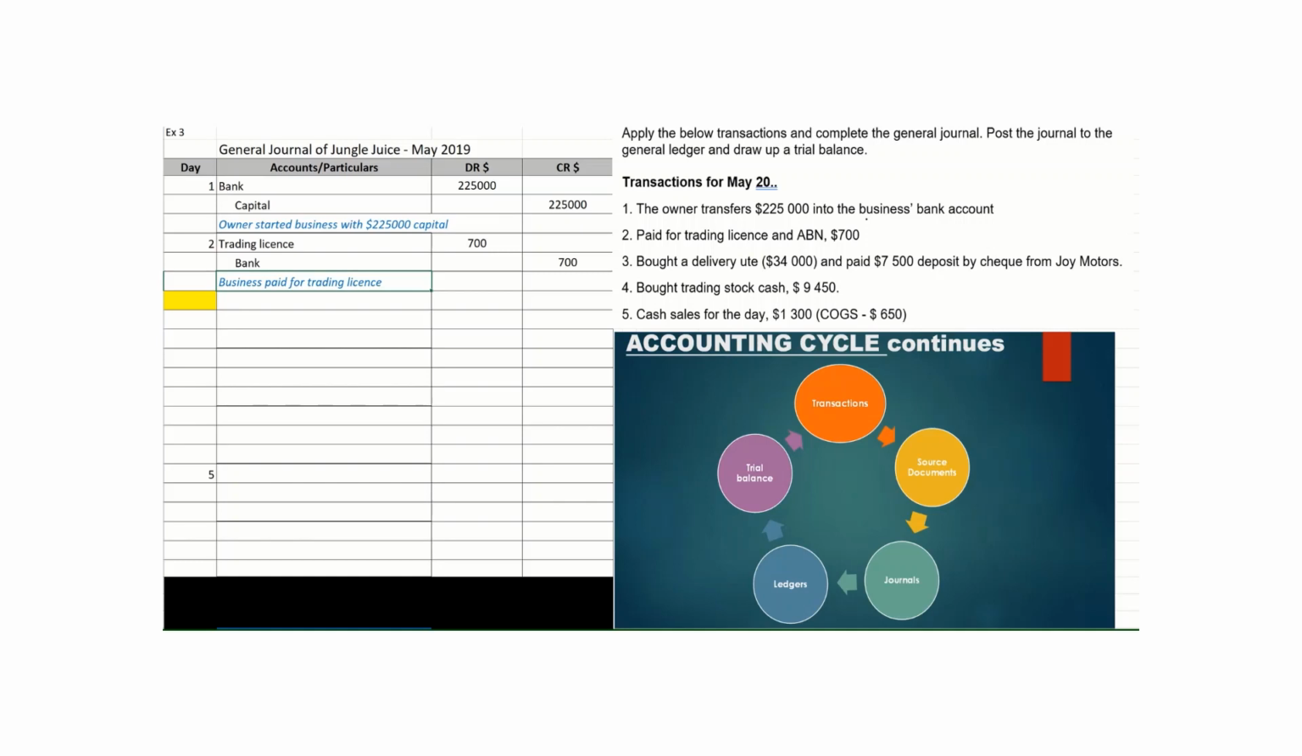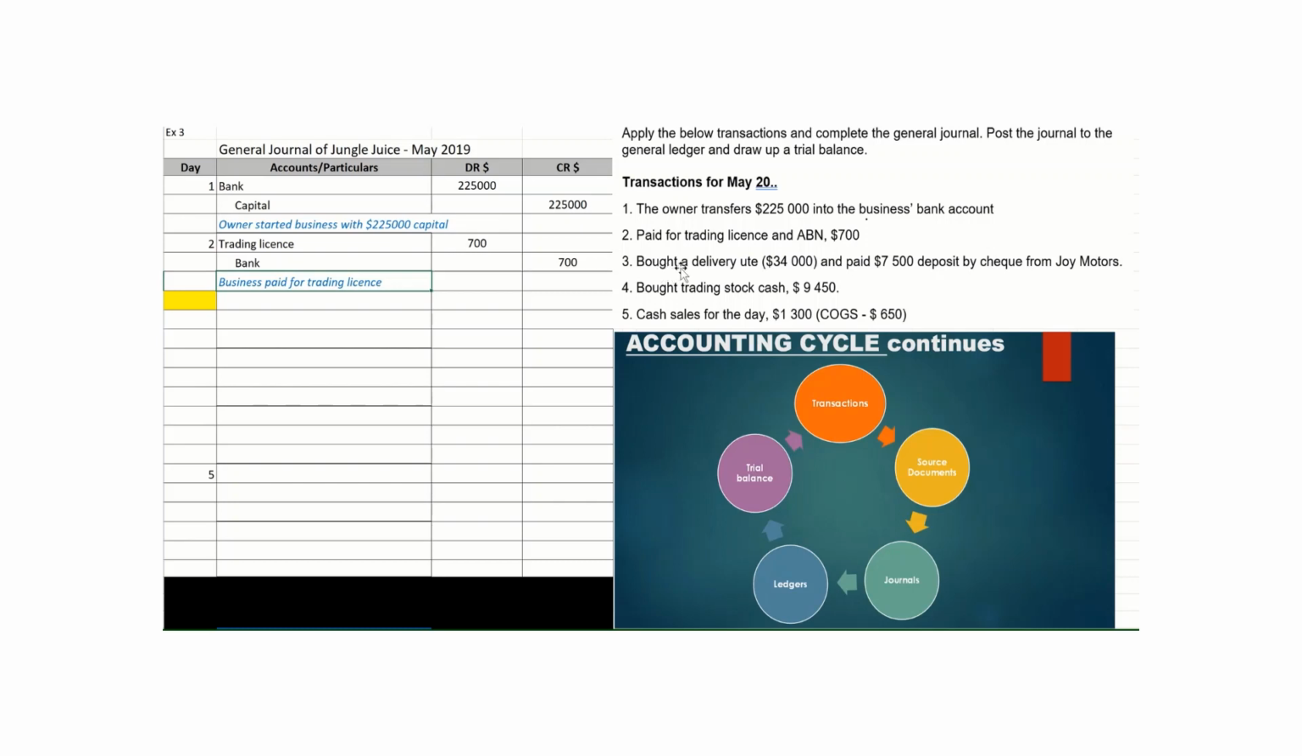Third transaction, bought a delivery ute, $34,000, and paid $7,500 deposit by check from Joy Motors. Right, now this is an interesting one. There's more than one way of doing this. You can do one journal entry or you can separate it. Now I will do the easier way and separate this.